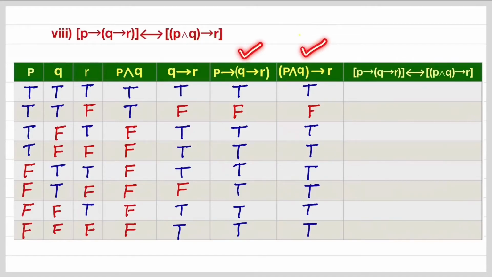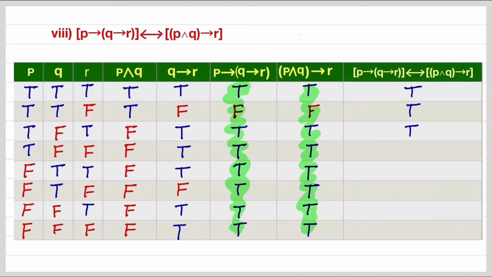Now we have to take double implication of these two statements, and double implication is true when both the statements have same truth value. Observe these two columns. These two columns are identical. That means they have same truth value. Therefore, their double implication is always true.